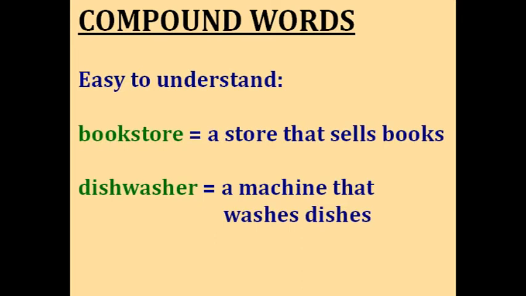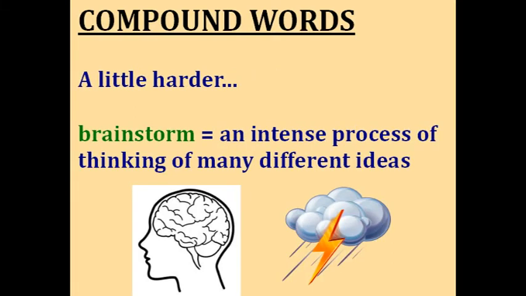So sometimes compound words are easy to understand. A bookstore is a store that sells books. Makes sense. And a dishwasher is a machine that washes dishes. Maybe you have one in your kitchen. But others might not be so obvious. For example, brainstorm. To brainstorm is an intense process where you think of many different ideas in the hopes of getting a good idea. You can see it comes from the word brain and storm.